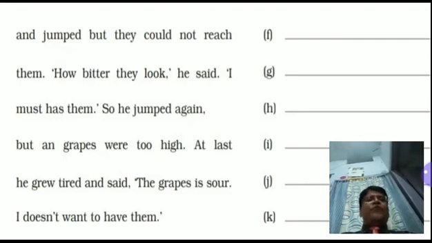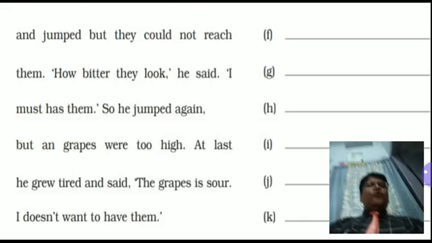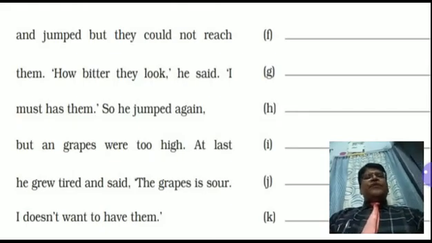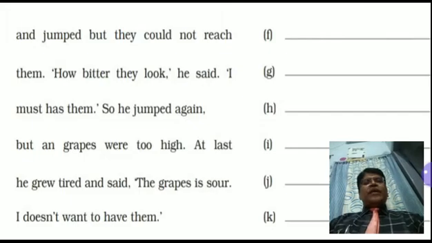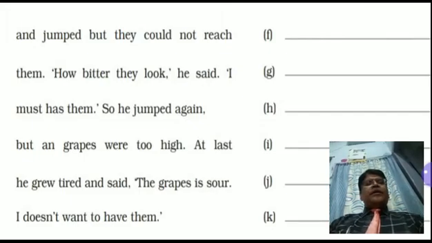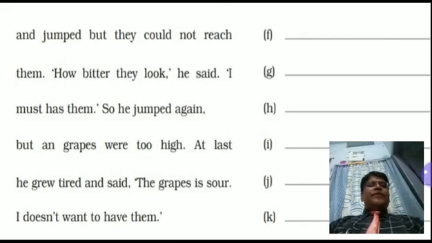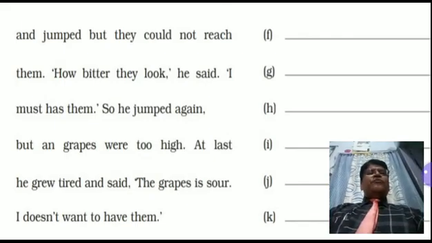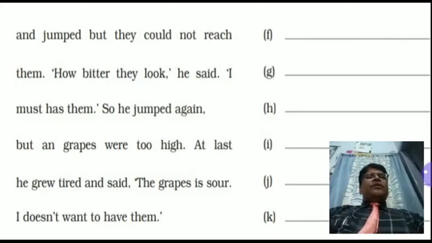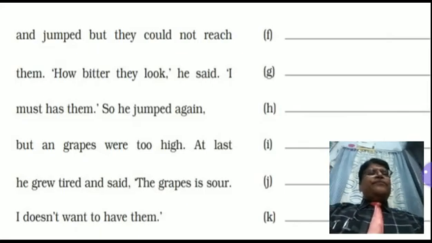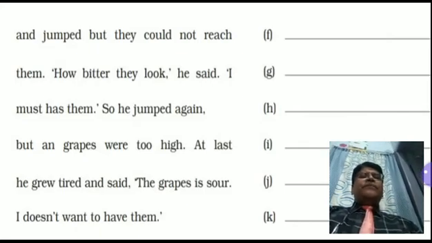I doesn't want to have them. You know that doesn't is a singular verb while I takes a plural verb. That's why I don't want to have them. You have to underline doesn't and write don't against K number. So this is how you have to complete this question number 1 of do it yourself. Now let us see another one.